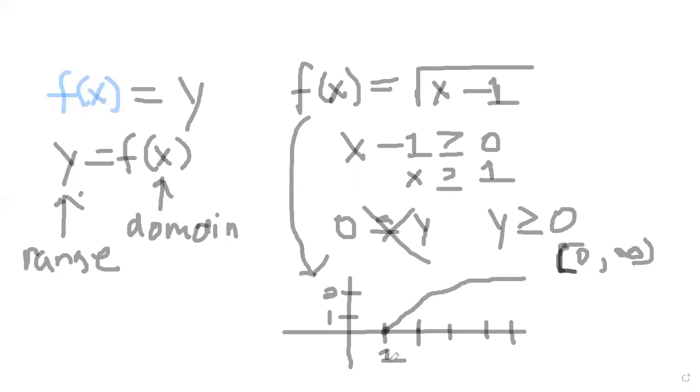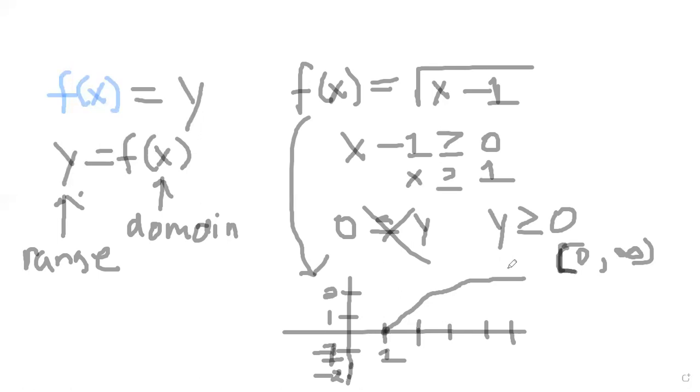Now you can see the domain is from 1, so x is greater than or equal to 1. 1 is right here, and it goes to infinity horizontally. But y has to be greater than or equal to 0. If we look up and down, you see this graph doesn't go below the x-axis. It doesn't go to negative y. Here is negative 1, negative 2, but you don't see anything down here. You see it up here.